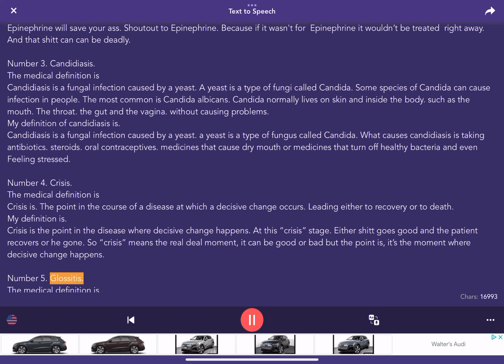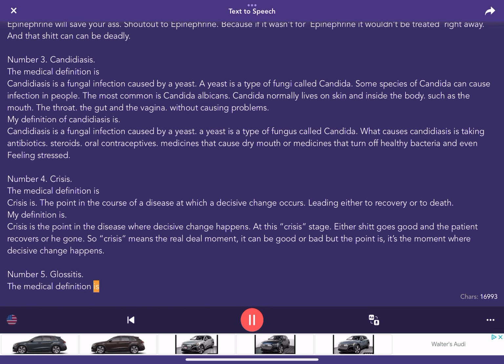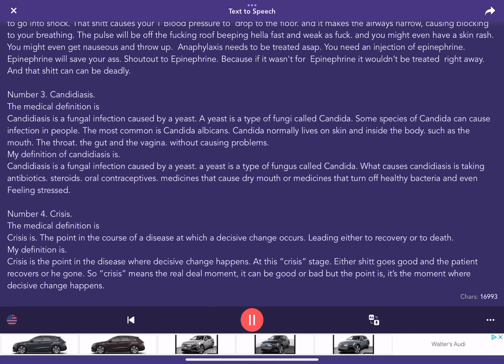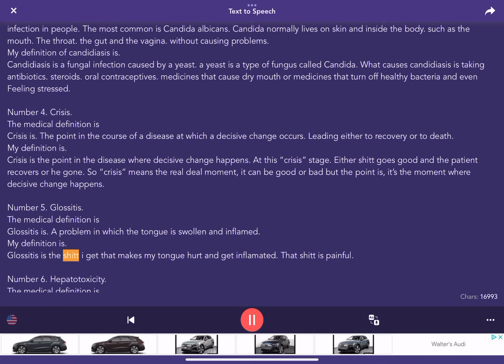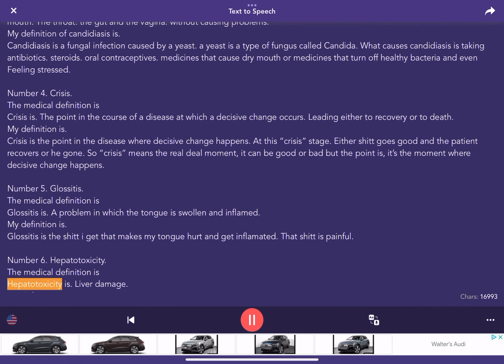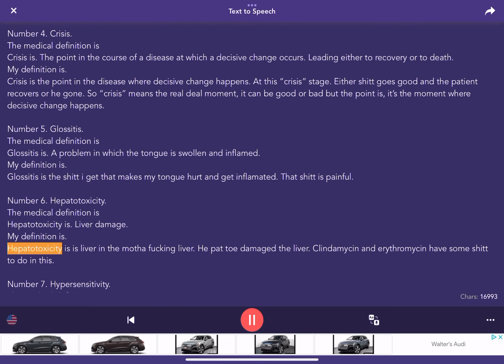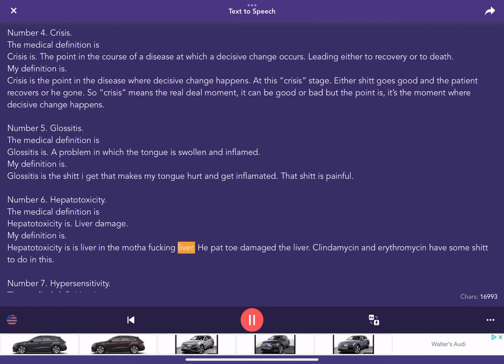Number 5. Glossitis. The medical definition is: glossitis is a problem in which the tongue is swollen and inflamed. My definition is: glossitis is the shit I get that makes my tongue hurt and get inflamed. That shit is painful. Number 6. Hepatotoxicity. The medical definition is: hepatotoxicity is liver damage. My definition is: hepatotoxicity is liver damage in the motherfucking liver. Hepato damage the liver. Clindamycin and erythromycin have some shit to do in this.